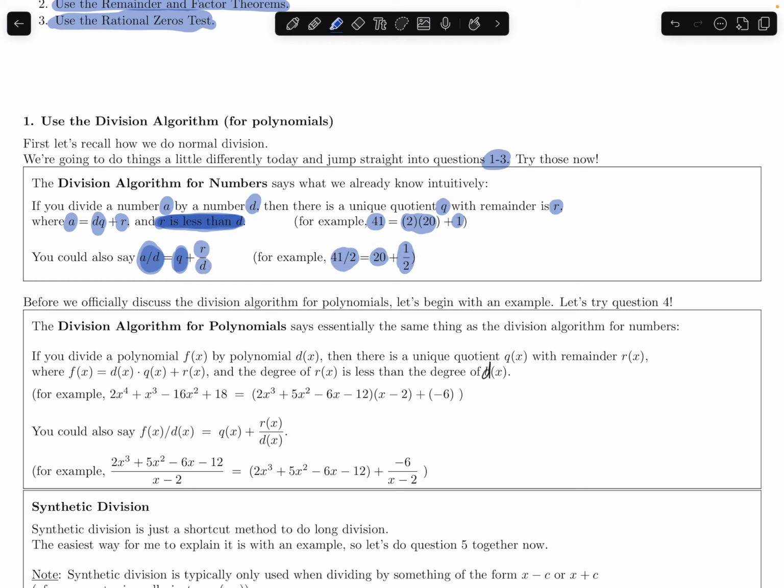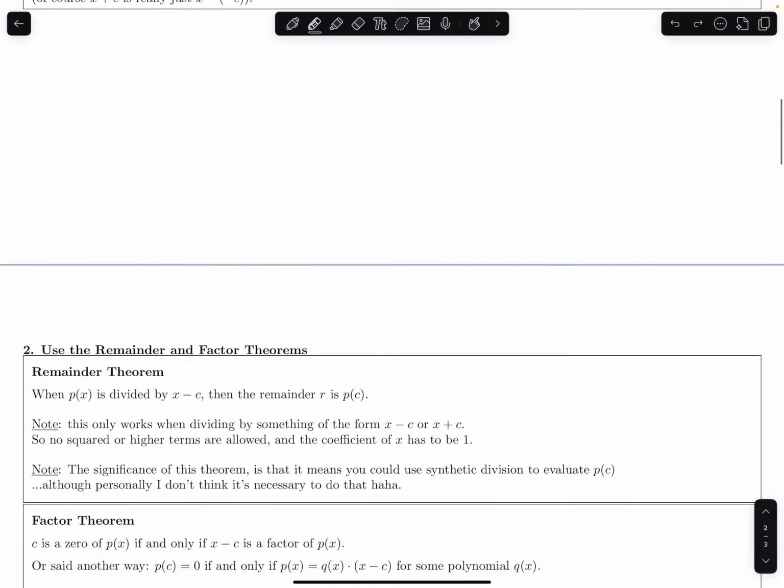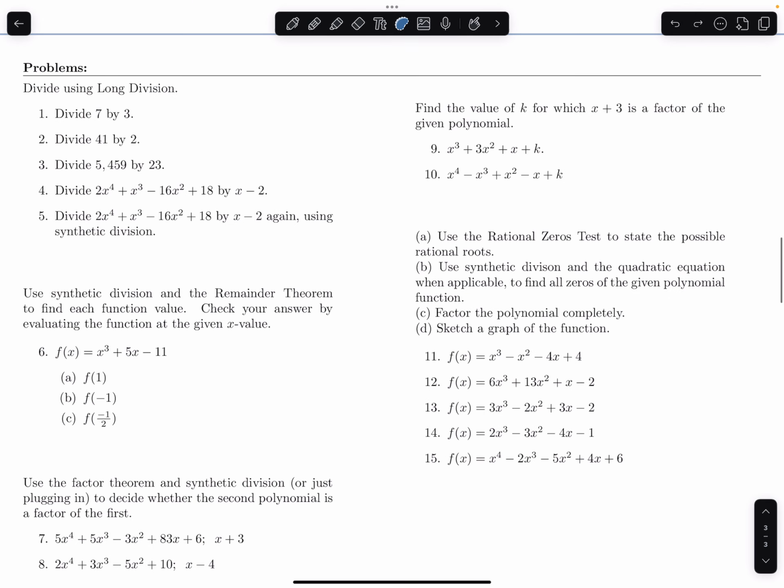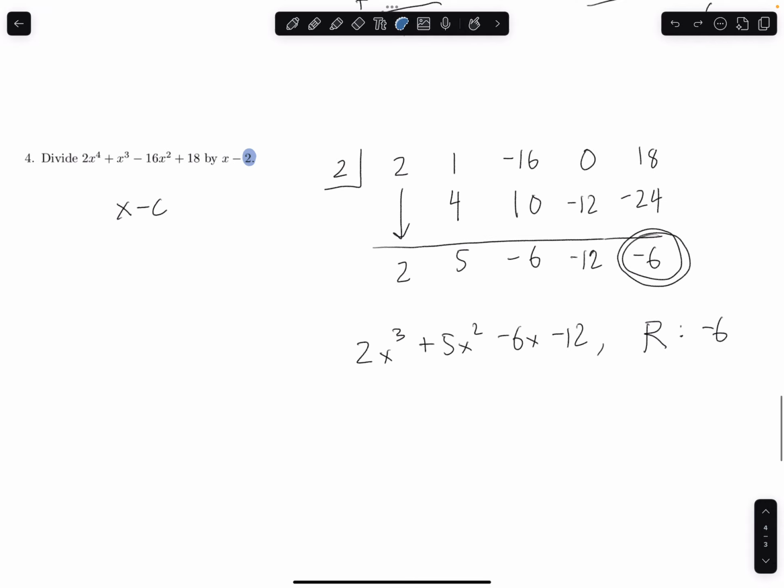Okay, before we discuss the next part, we're going to go straight to question number 4. Let's talk about question number 4. What you're going to see with question number 4, which is now we're moving on to polynomial division, is that it's really the same thing all over again. It's basically the same thing as normal long division.